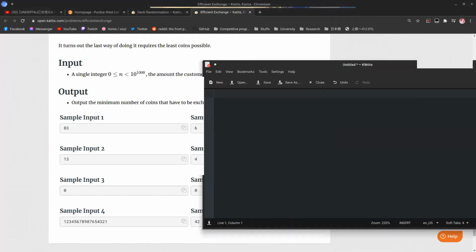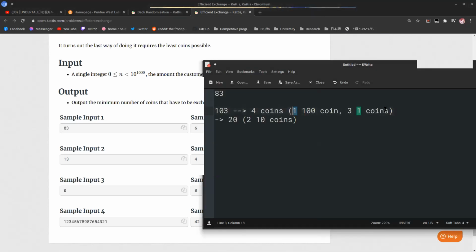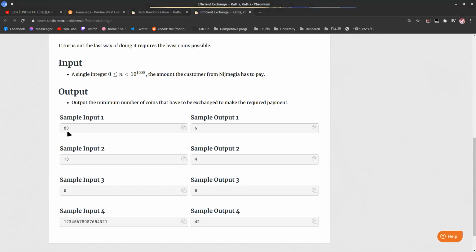So for example, with 83, what you can do is pay 100 and then the other person can give you back 17. Actually you can pay 103, I believe, which amounts to 4 coins: a 100 coin and 3 1 coins. And the other person can pay you back 20, which is 2 10 coins. So in total, the number of coins in circulation to get this exact number is 6. 1 plus 3 plus 2 is 6. So yeah, you want to create this value using as few coins as possible.